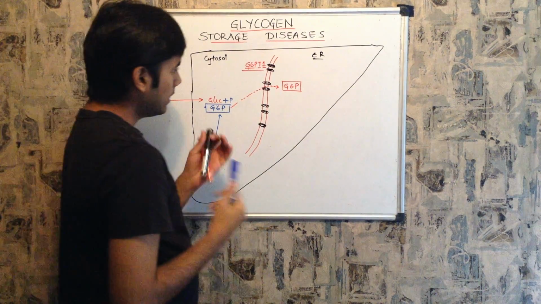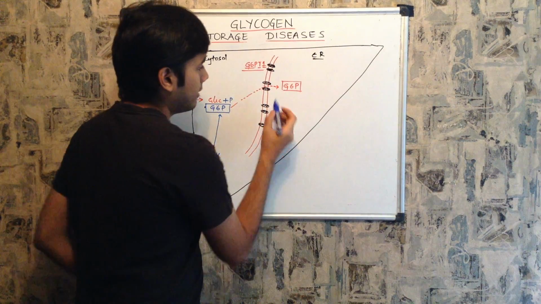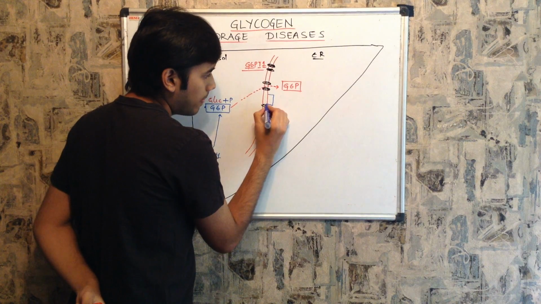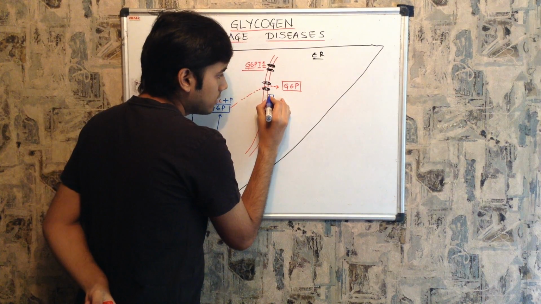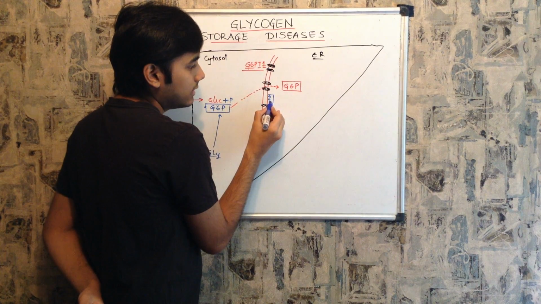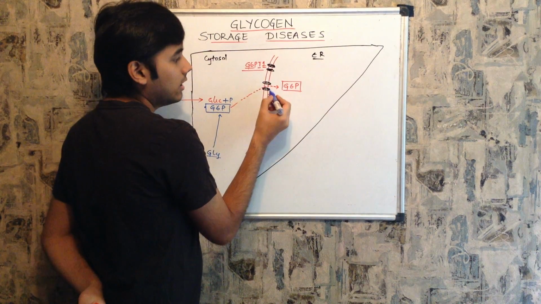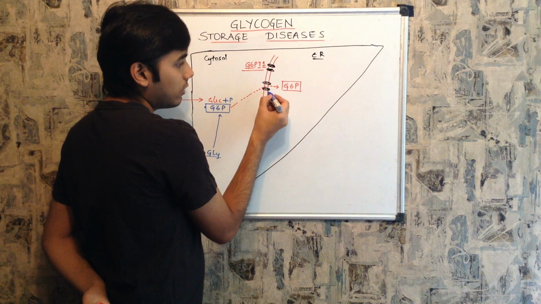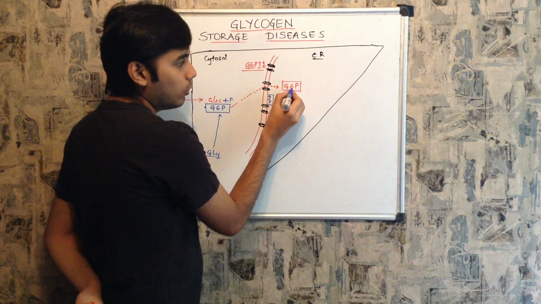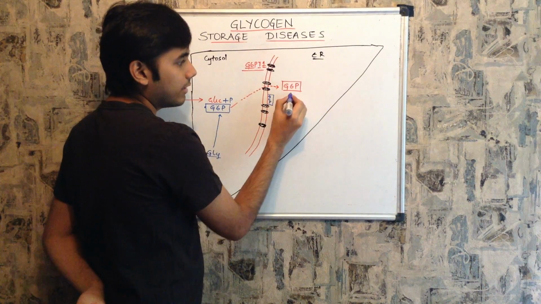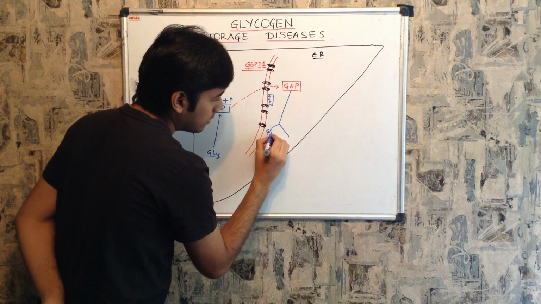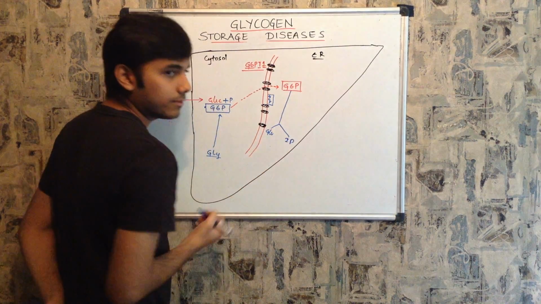Now, on the inner membrane of the endoplasmic reticulum, this is outer, this is the inner membrane, there is an enzyme which we name glucose 6 phosphatase. This enzyme is situated on the inner membrane of the endoplasmic reticulum. Its function is to convert the glucose 6 phosphate which entered the endoplasmic reticulum into two components: one is glucose and another is inorganic phosphate.